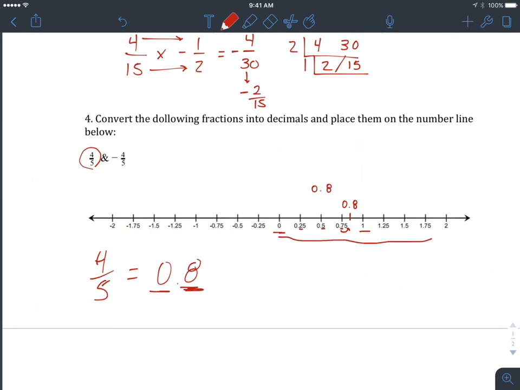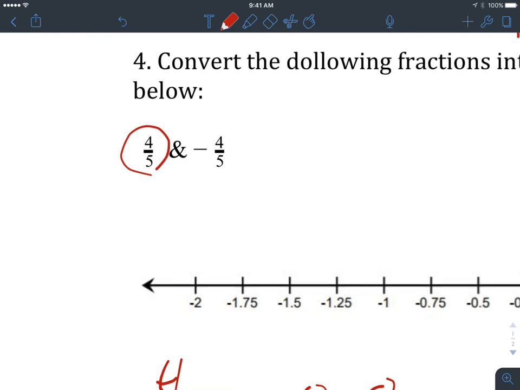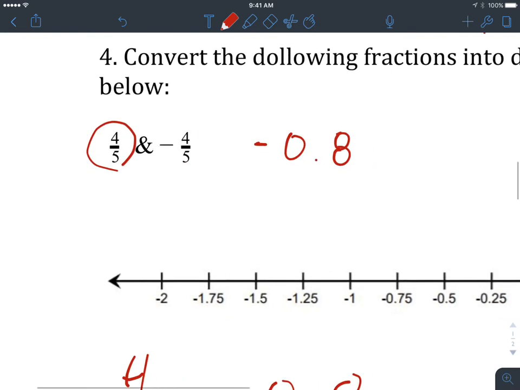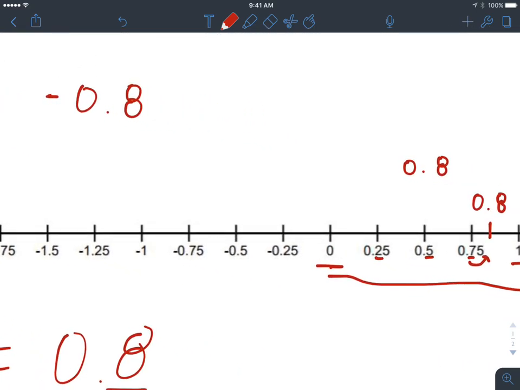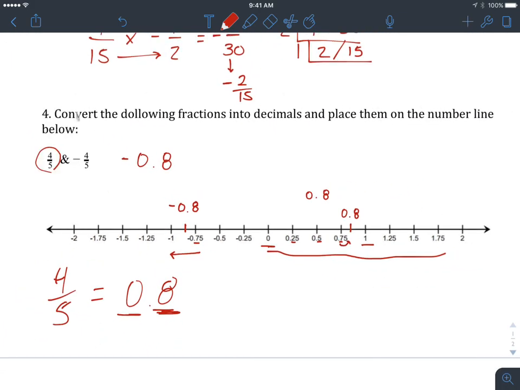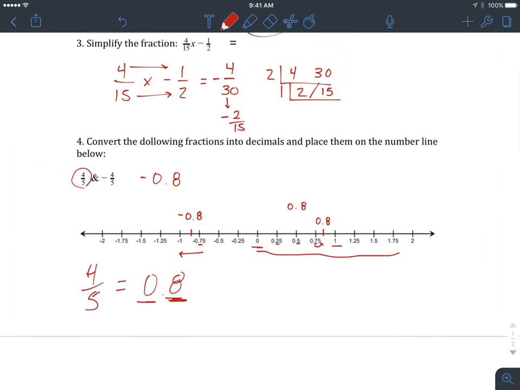Now for negative 4 over 5, that's going to be negative 0 and 8 tenths because it's the same number, so it's going to be the same process, but just negative. And so I'm going to put that one somewhere right here and behind the negative 0 and 75 hundredths. That's because I'm going to put it behind it over on this side, the left side of it, because as I move to the left, my negative numbers become more negative. So the negative 0.8 would be somewhere on the left side of it because it's more negative than negative 0 and 75 hundredths.